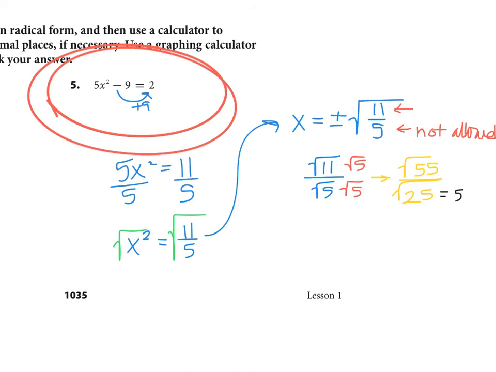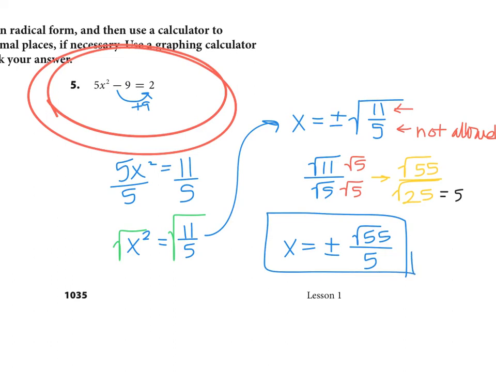So my final answer, if I go back, is going to be x equals plus or minus the square root of 55 over the whole number 5. And you can't divide those. You can't do that, divide that and get the square root of 11. I know that looks like it would be nice, but you can't. This is the final answer, though. And for those of you that are in honors, it's important that you pick up on that.